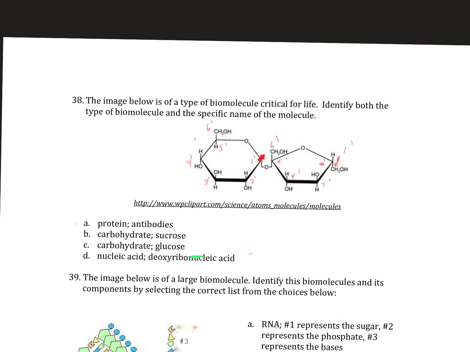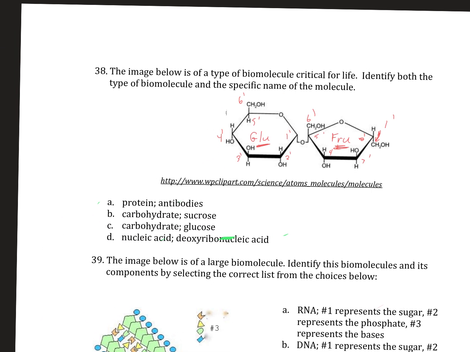And then you see that this is obviously, I hope it's obvious, glucose, and you should know that this is fructose. But even if you don't know that this is fructose and this is glucose, it's irrelevant. When you look at the questions, I think it should be pretty straightforward. Identify both type of biomolecule and specific name.